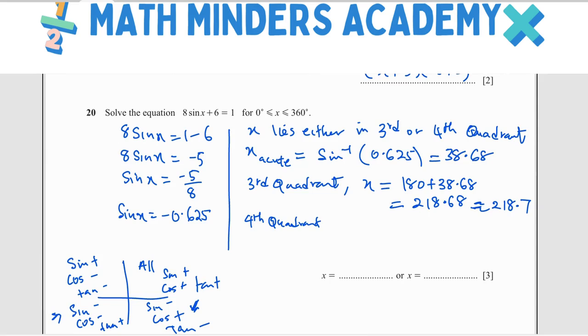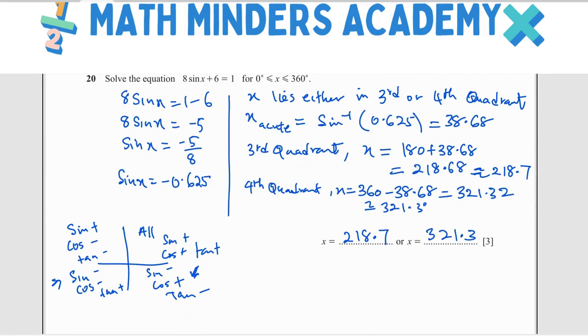For the fourth quadrant, x is going to be 360, that's the condition, minus the acute angle, which is 38.68. That is going to give us 321.32, which to 1 decimal place is 321.3 degrees. So we enter it here: 218.7 degrees or 321.3 degrees. Those are the values of x.